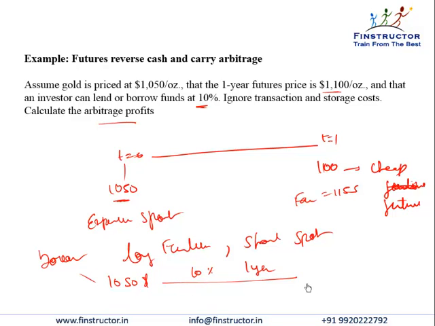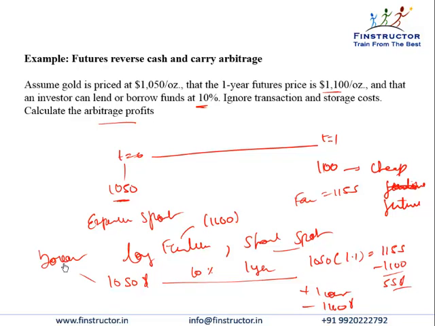We will get back this 1 ounce by paying $1100, because today itself we long the future at $1100. So from our bank, we will get 1050 into 1.1, that is 1155. Of this 1155, we will pay 1100 to get this 1 ounce of gold. We will still be left with $55, and this ounce that we got, we will return to the lender. We are assuming no borrowing costs in this example. So assuming no borrowing costs, we can see an arbitrage profit of $55.